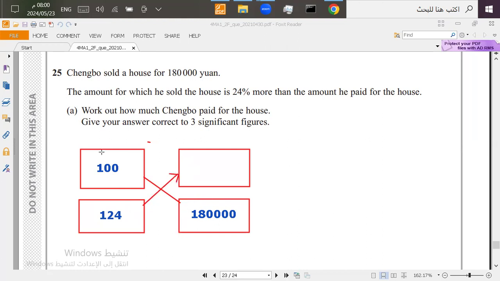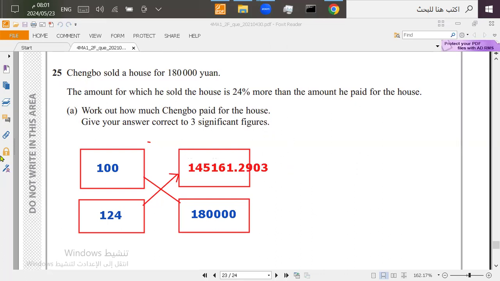So I'm going to multiply this by 100 and then divide it by 124. So let's put it here. Focus on this step. It's easy, but you have to understand where to put each number. So 180,000 multiplied by 100 and then divide 124. And the final answer is 145,161.2903. Now, this is the total number, but they need it rounded to three significant figures.